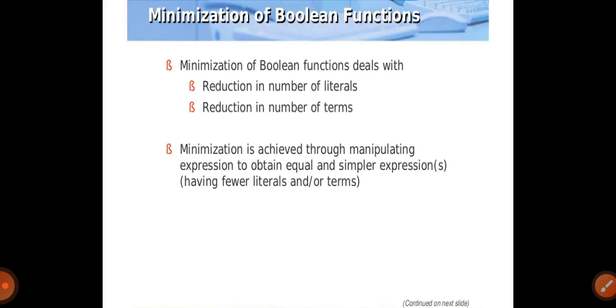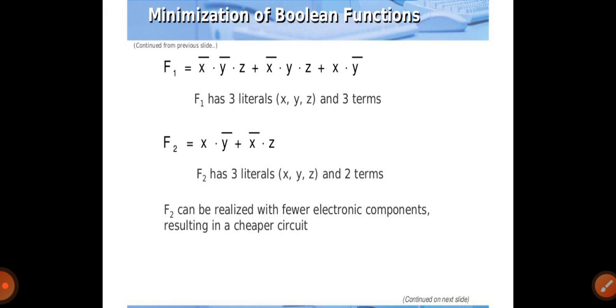Minimization of Boolean functions deals with the reduction in the number of literals and the reduction in the number of terms. Minimization is achieved by manipulating the expression to obtain an equal and simpler expression having fewer literals and or terms. Right. In your exam this year, multiple choice questions on the minimization of Boolean functions are there. This year we have to solve these equations.